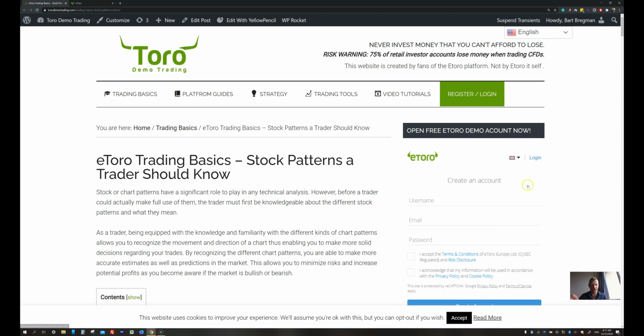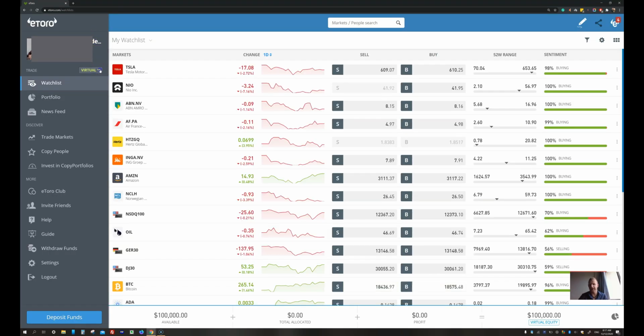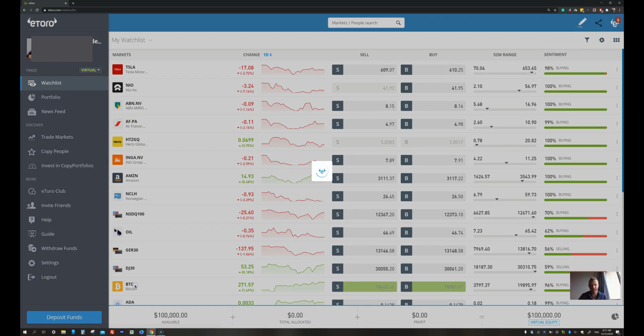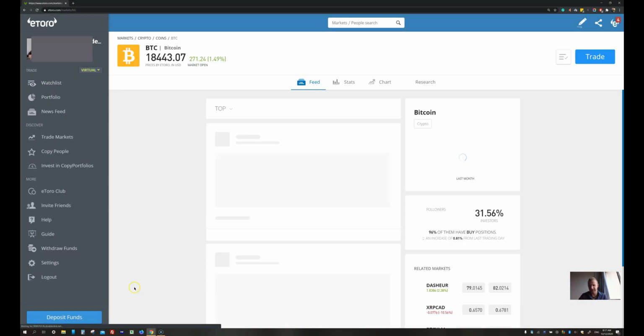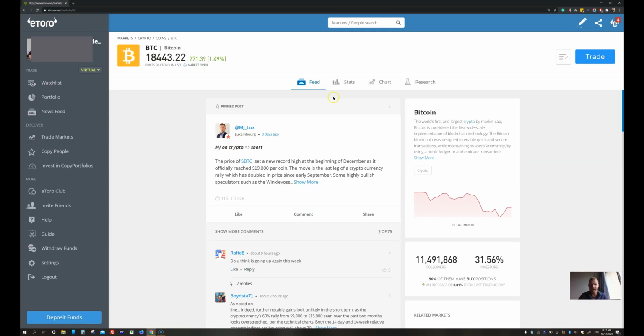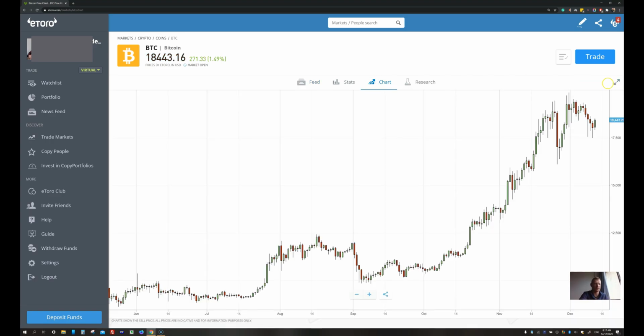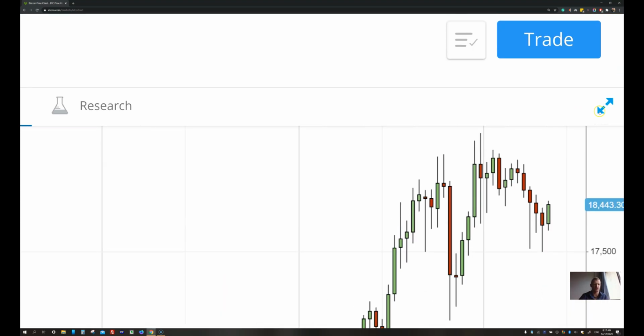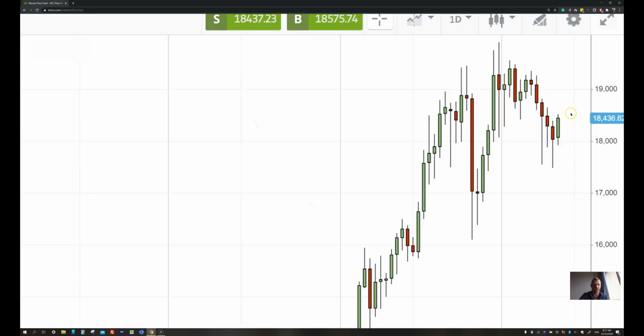Just log into your eToro account. And once you're in your eToro account, first always switch to virtual trading because I don't give official trading advice. It's only my opinion because of legal reasons. All right, so we're gonna select Bitcoin here for a second, and then we go to charts. Now, what many people don't know is when you switch open here, you get a lot more chart functions.